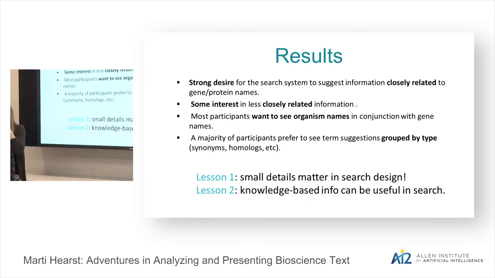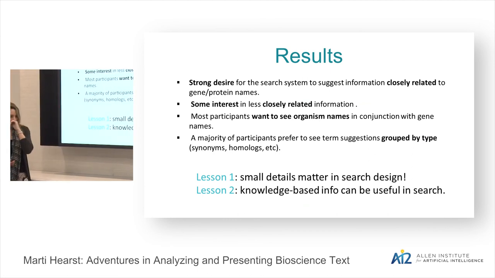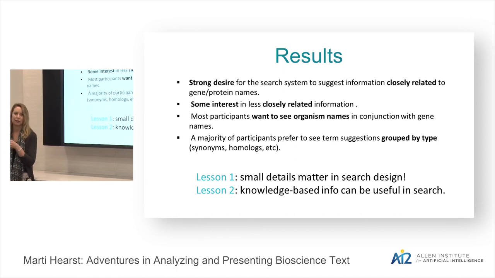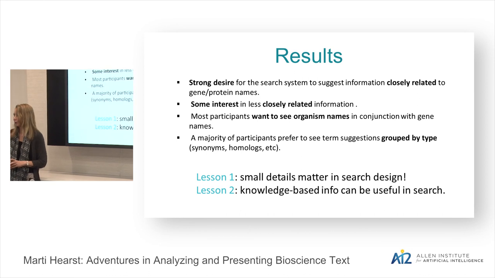So I don't want to belabor those details because I know it's a little tedious, but the main moral of the story was that there was this desire among this particular subset of researchers to suggest information closely related to other kinds of information. But how to group it, getting that right is really hard. It's really picky. It requires a lot of detailed user research. They wanted to see the organism names in conjunction with gene names. And you can't get to that detail until you really get to that detail. And they wanted to see group by type. So small details matter in search design. It's just a fact. And knowledge-based information can be useful if you get it just right. But it's really hard, and it's competing with lots of other stuff.